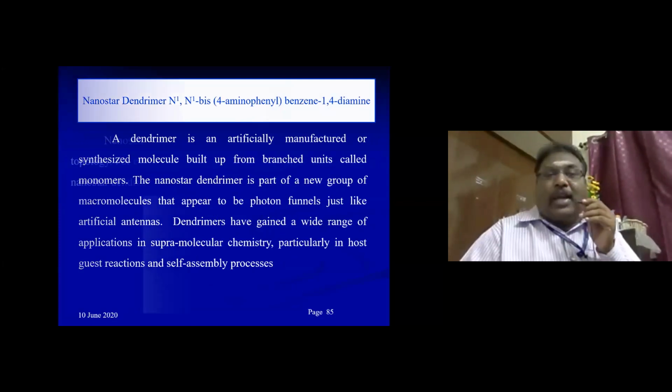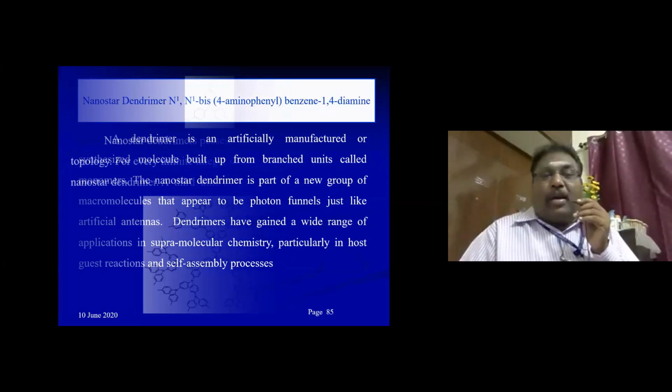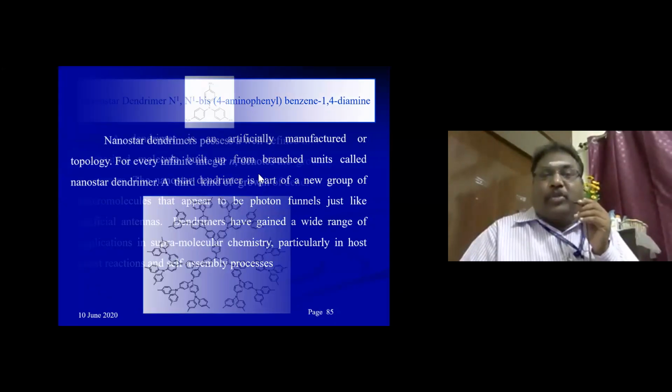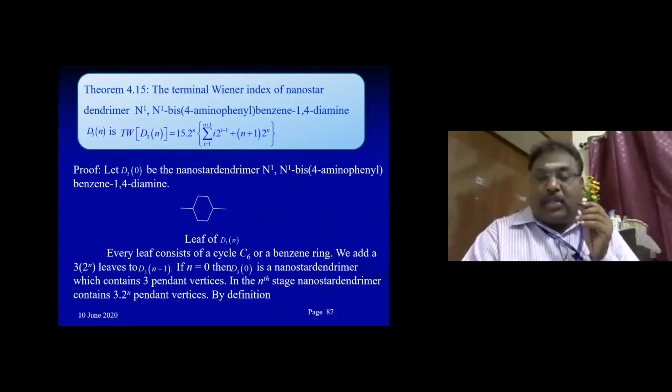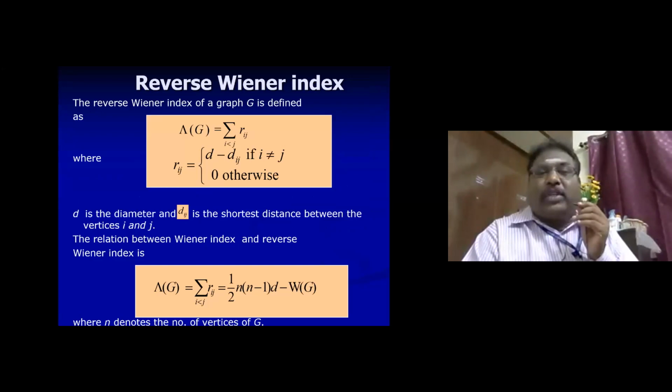Fine. This is a nanostar dendrimer, and this structure keeps growing. The third kind of growth in the structure is given here. For this, what is the terminal variant index that has been calculated? So the concept grows: the reverse variant index. That is the variant index, the reverse variant index.